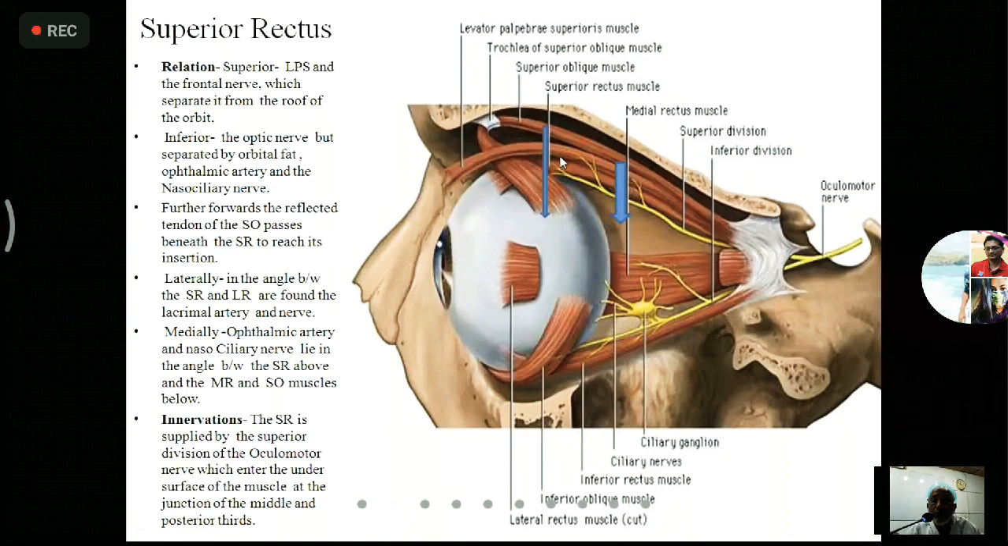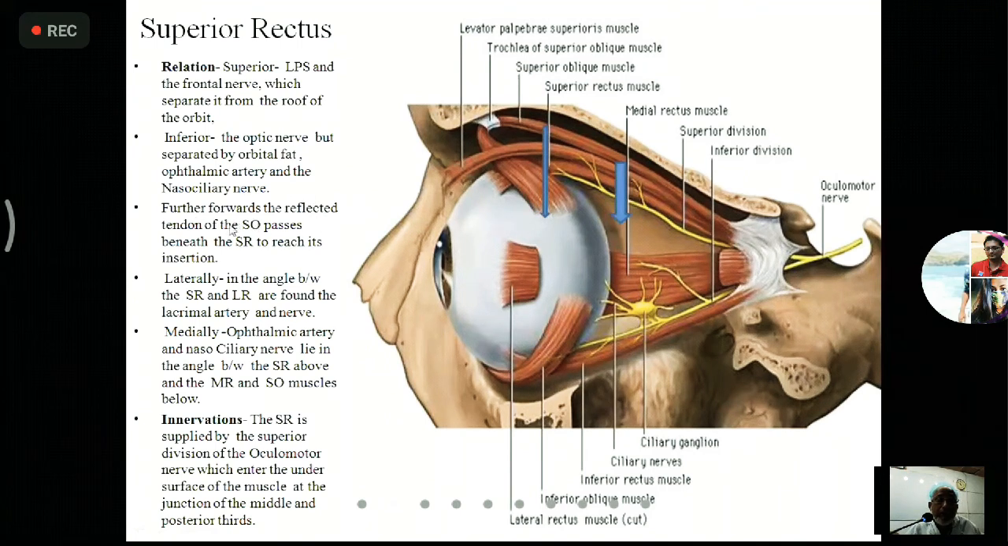The superior rectus is separated from the roof of the orbit by these two structures. And inferiorly, what will be there? The optic nerve lies below, but separated by orbital fat. Below, separated by orbital fat, what else are there? The ophthalmic artery and nasociliary nerve.